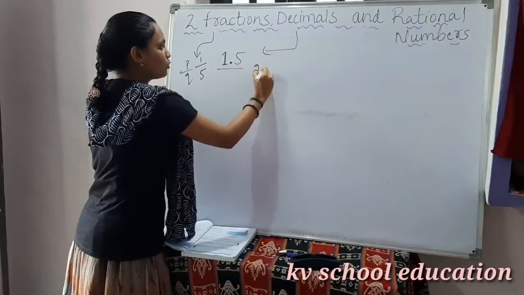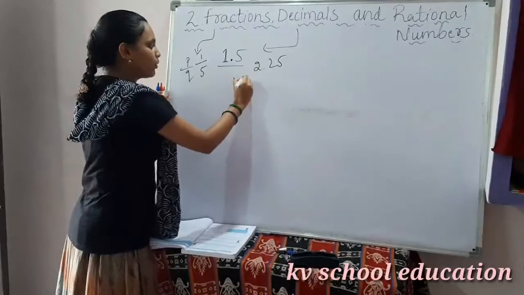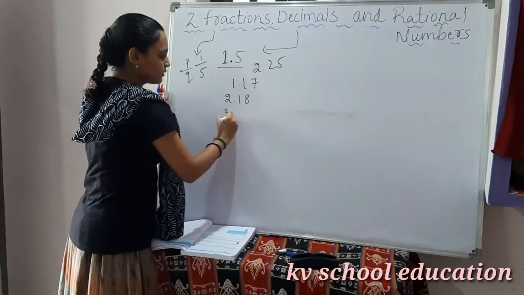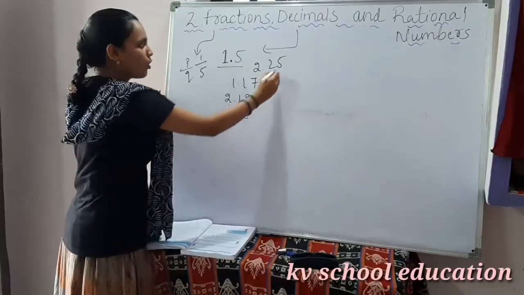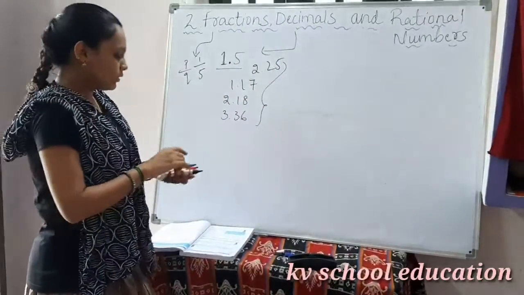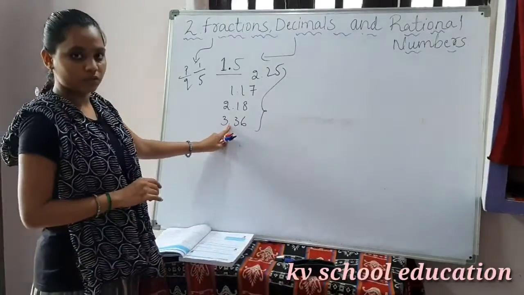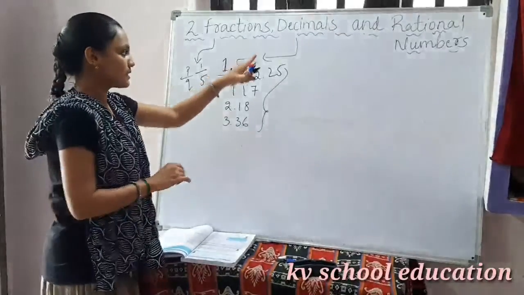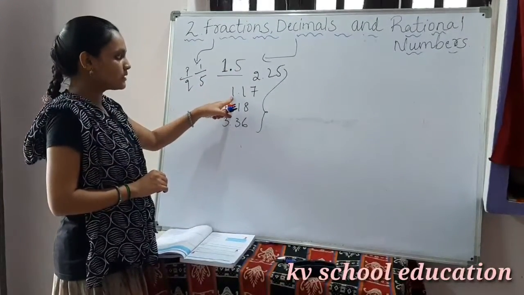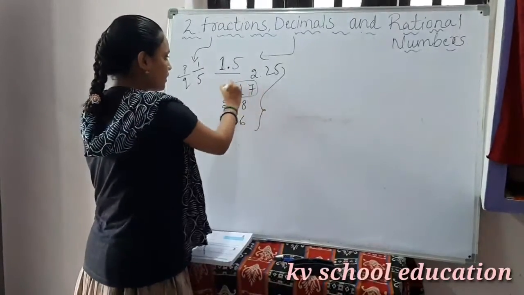For example 2.25. It is also a type of decimal. And 1.17, 2.18, 3.36. These all are examples of decimals. So in these decimals, the point must be there. So now we'll take the topic of how to change the decimals into a fraction. How to change these decimals to a fraction.